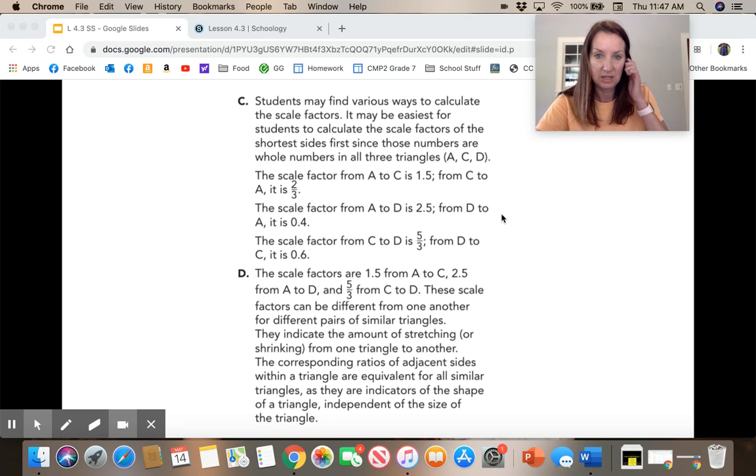In question D, the scale factors are 1.5 from A to C, 2.5 from A to D, and 5/3 from C to D. These scale factors can be different from one another for different pairs of similar triangles. They indicate the amount of stretching or shrinking from one triangle to another.